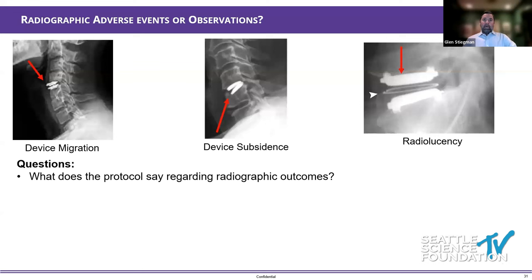in the adverse event profile of, and I'll use spinous process or interspinous devices, some sites report a spinous process fracture as an adverse event. Some sites don't report it as an adverse event, they just report it. So that goes down in the adverse event category as process fracture. And so it really is what the protocol says regarding these radiographic outcomes.